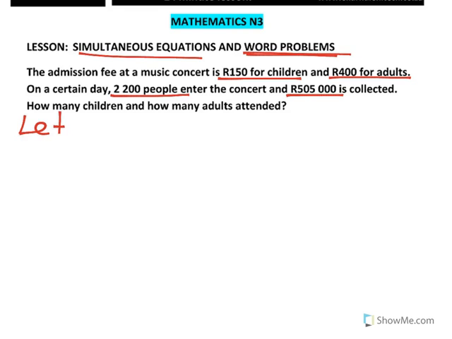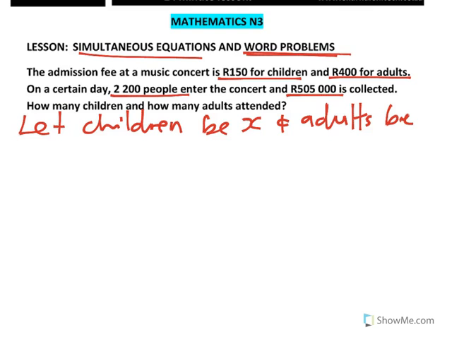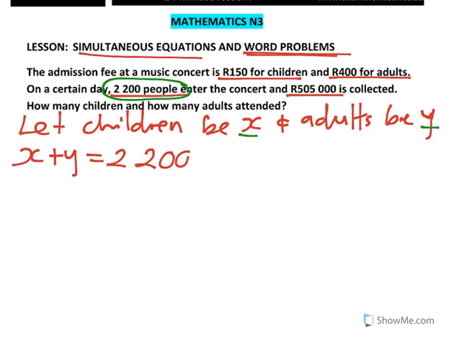How many children and how many adults attended? Then you can say, let children be X and adults be Y. So whenever we talk of Y, we're talking of adults, and when we talk of X, we're talking of children. When you have done that, now let's look at the key things. How many people attend on a certain day? They are saying 2,200 people attend on a certain day. In other words, if you add children plus adults, you are going to find that there were 2,200 people. That is now your equation 1.